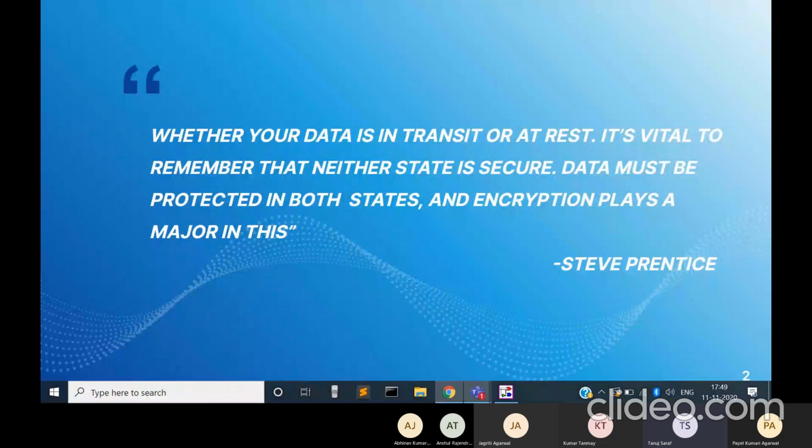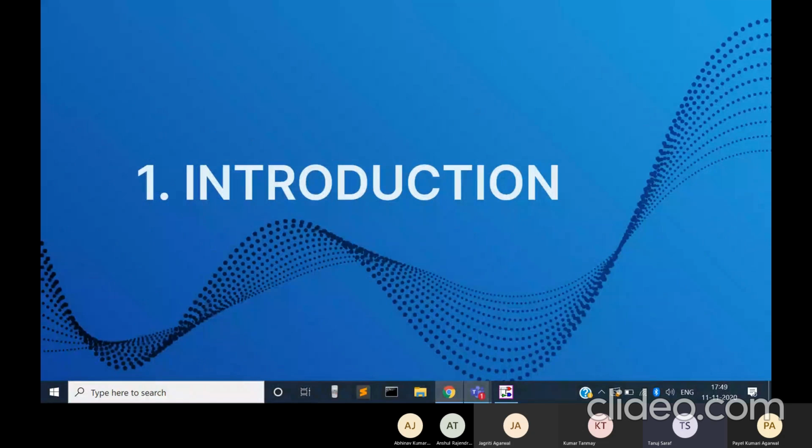Now here's a quote by Steve Prentice who says, whether your data is in transit or at rest, it is vital to remember that neither state is secure. Data must be protected in both states, and encryption plays a major role in this. Now, what is encryption and decryption?